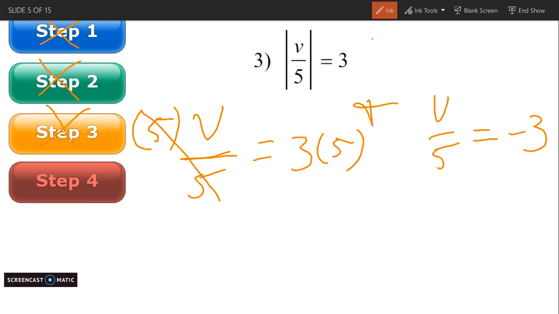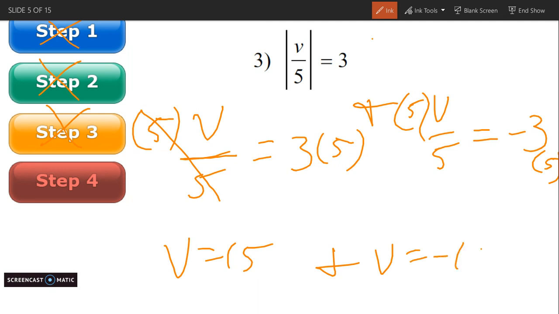5 over 5 is 1. So v equals 15. And then over here we've got divide by 5. So we're going to undo that with multiplication. Running out of room here, but we'll squeeze it in. So we multiplied by 5 on both sides, and over there v equals negative 15.